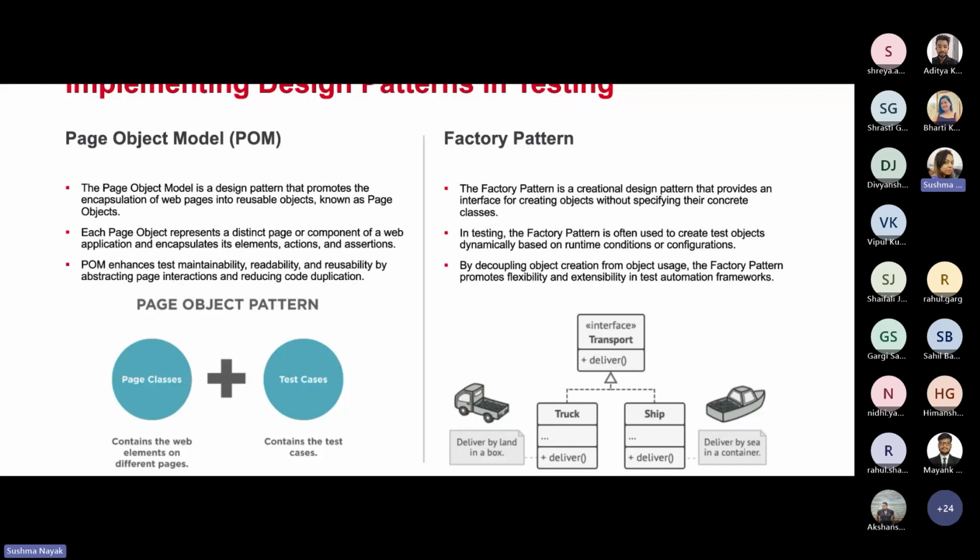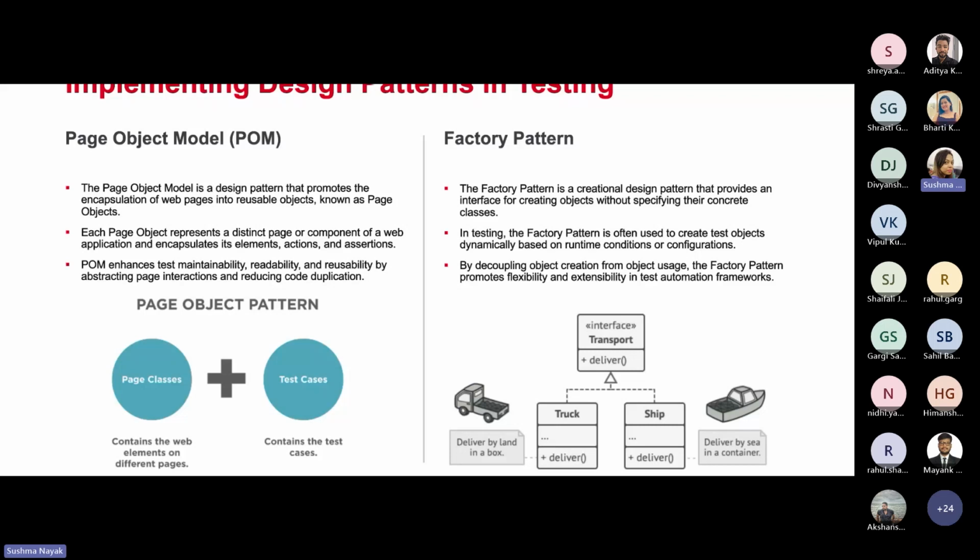And then reduce duplication, as we are reusing, so duplication is already reduced. Now separation of concerns, POM encourages a separation of concern between the test logic and the UI detail. So this is what the page object is all about. The page object model is a powerful design pattern for structuring UI test automation code in a scalable, maintainable, and reusable manner.